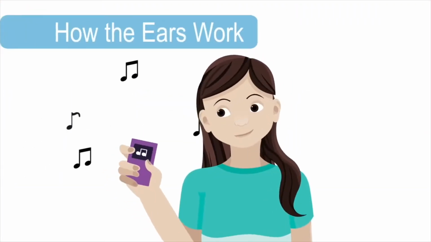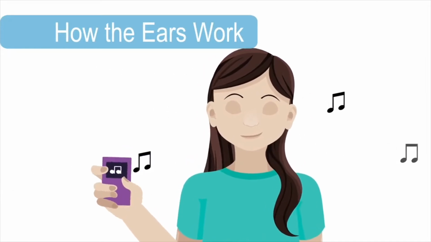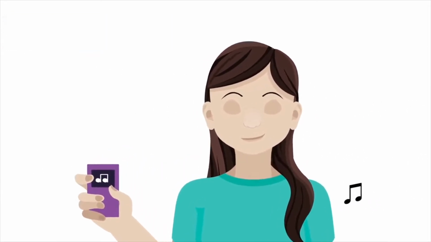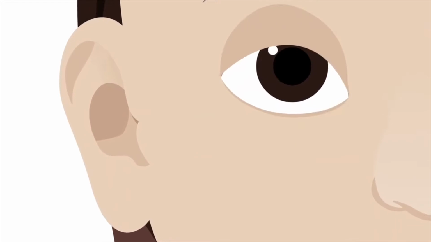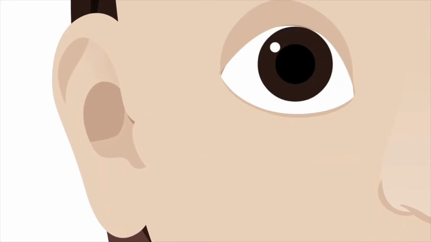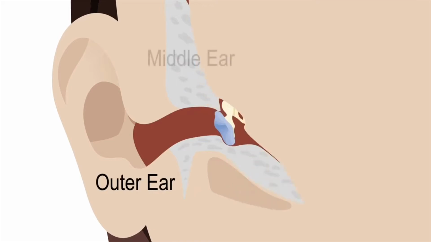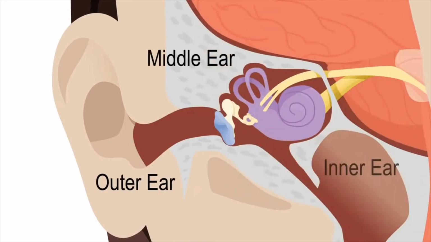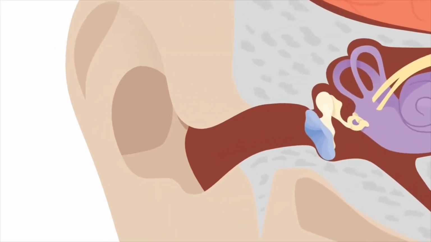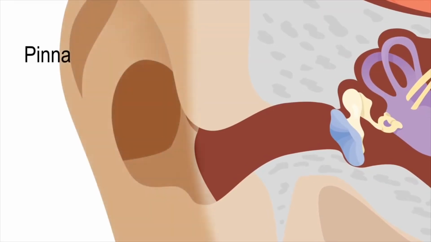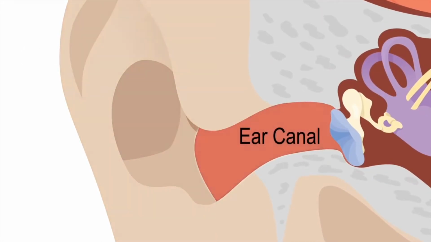The ears collect sounds and turn them into messages for the brain to interpret. They also send information about balance to the brain. Three sections of the ear work together to make this happen. They are the outer ear, the middle ear, and the inner ear. The outer ear is made up of the pinna and the ear canal. These parts gather sounds from the environment and funnel them into the middle ear.